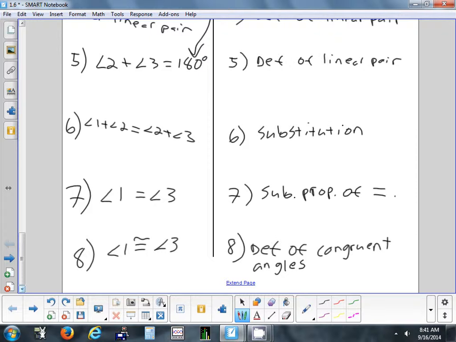Okay? So now that we've proved this fact, we never have to prove this fact again. For the rest of this class, we can always assume vertical angles are congruent. And if I ever ask why, you can say, because we proved it. And here's the proof. Now, we might use the fact that vertical angles are congruent to prove something else. But we don't have to go through all these steps again. We can just assume that it's now true.